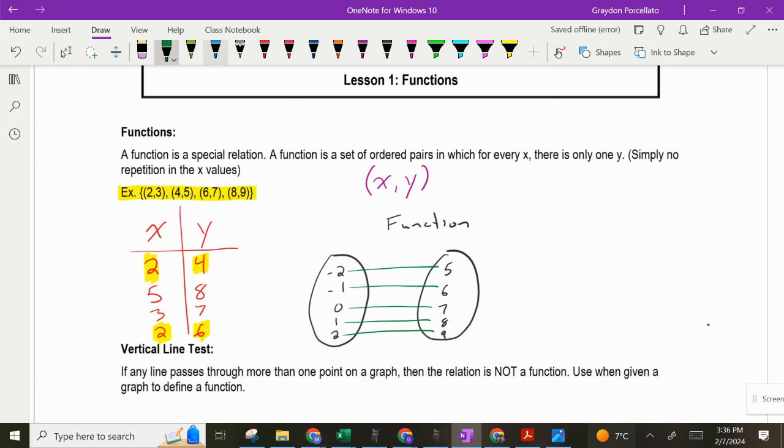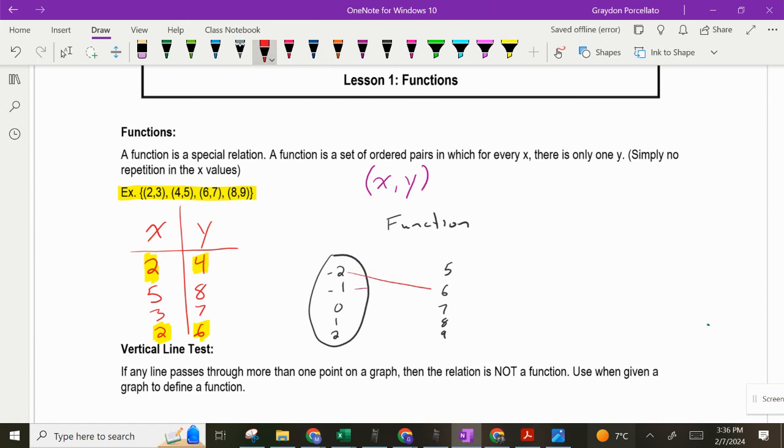Now, we can try that again. -2 goes to 6, -1 goes to 9, 0 goes to 5, 1 goes to 7, 2 goes to 8. Again, this is still a function because each x value only goes to one y value. Let's do this again.